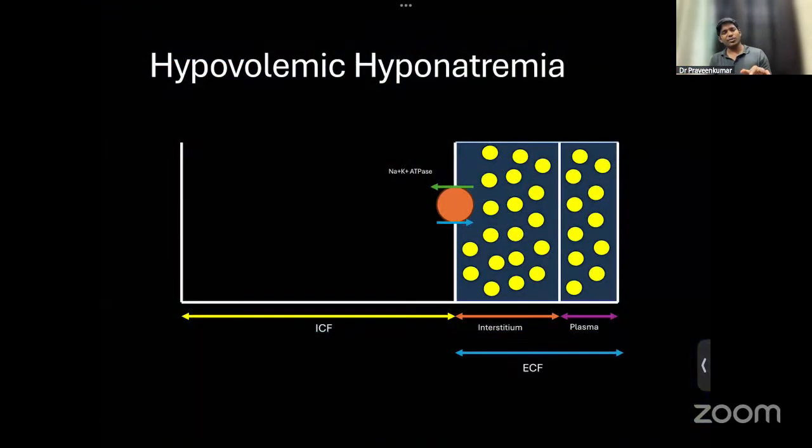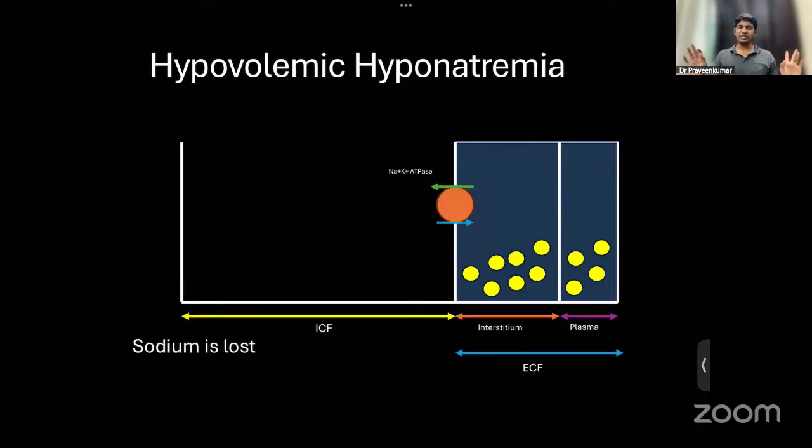Now we will go to each type of hyponatremia: hypovolemic, euvolemic, and hypervolemic hyponatremia. We will see one by one. First, I want to tell you about hypovolemic hyponatremia. By hypovolemic, what do I mean? The total body sodium is going to be reduced. So consider these yellow things are the actual sodium. Now the sodium levels are reduced. Sodium is lost to a great extent.